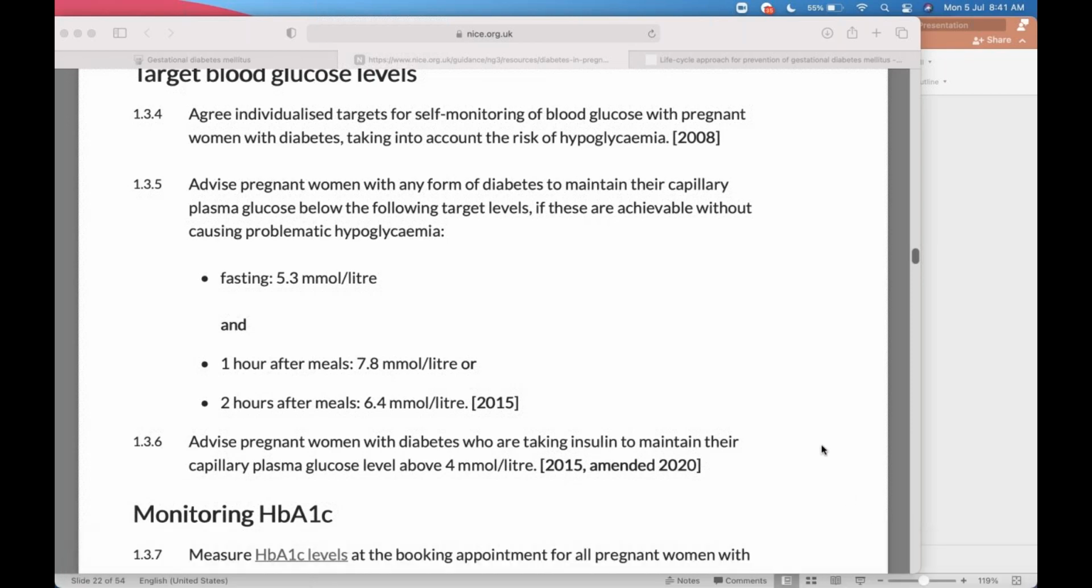Otherwise, I'll have to switch over to the next slide. Anybody writing? 95, 95. Okay. Then next, this is 95. This is a fasting sugar. Very good. 95.